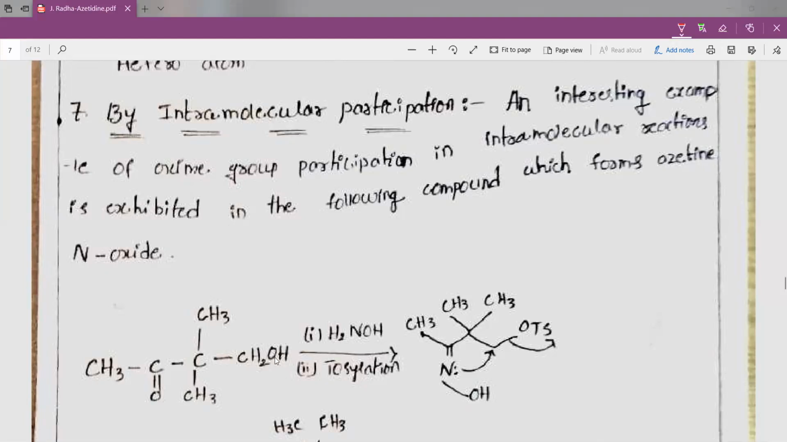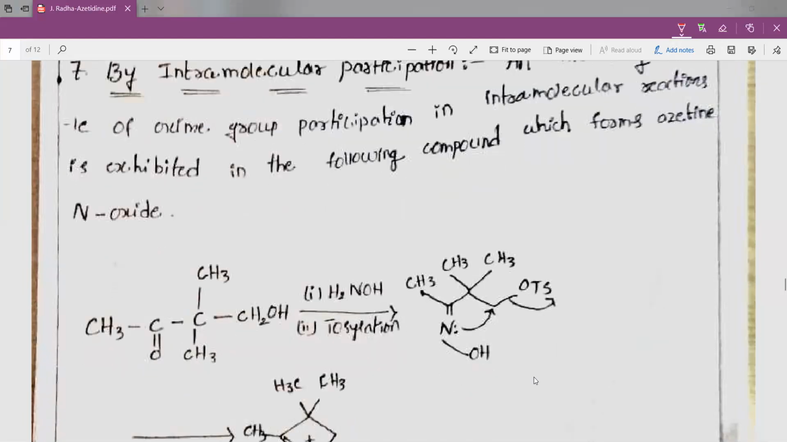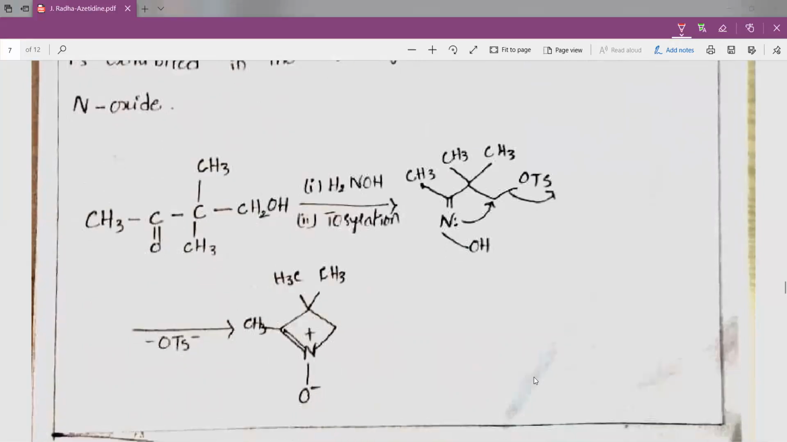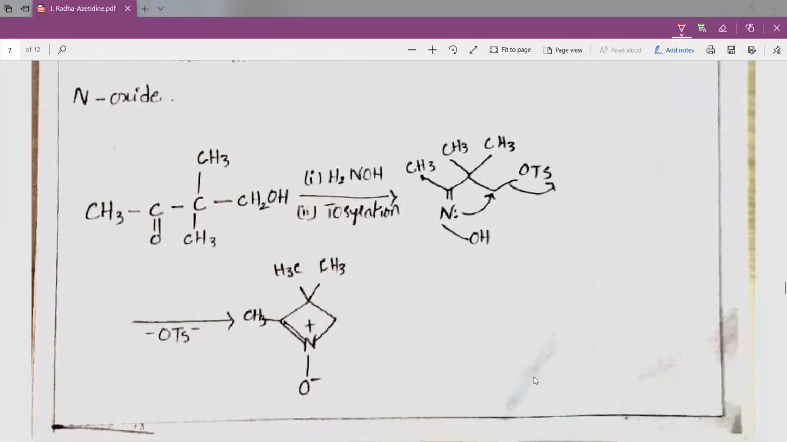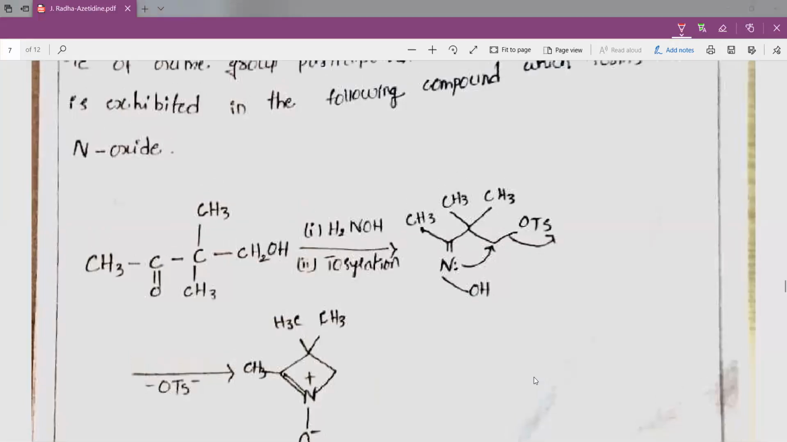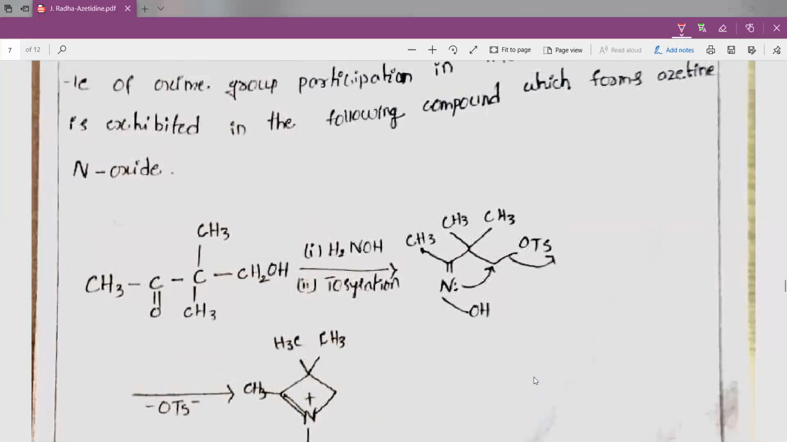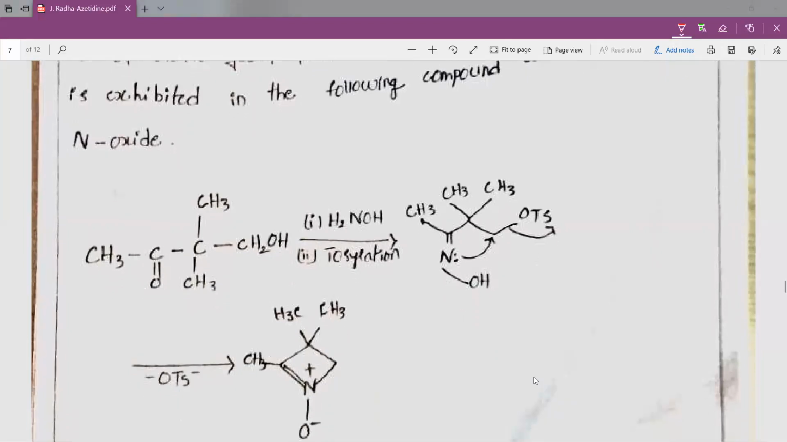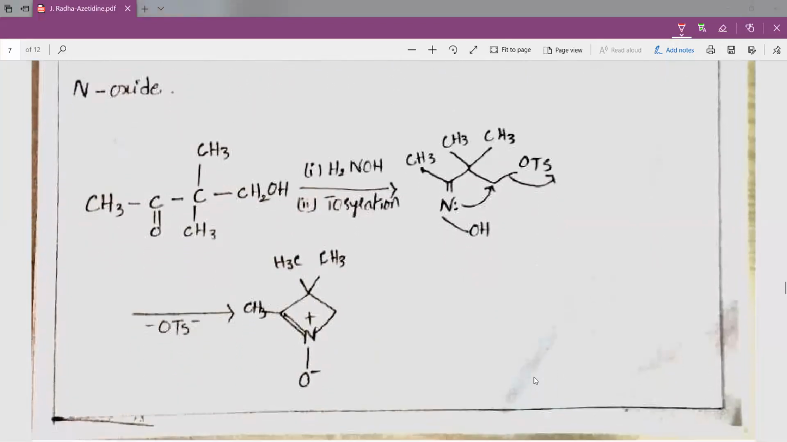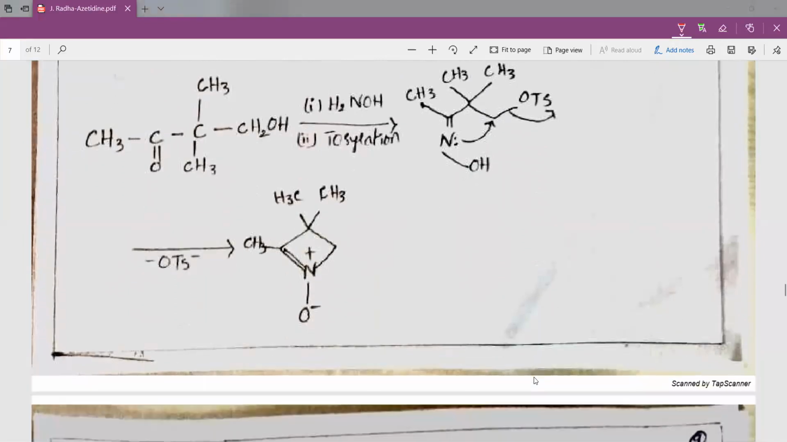Meanwhile, this OH group is converted into a better leaving group. OH is a poor leaving group. It is converted into a tosyl group, which is a para-toluene sulfonate, a better leaving group. And this nitrogen atom will attack as a base in the ring closure reaction. So in this reaction, we get an N-oxide. It is azetidine N-oxide. It is also a method for obtaining azetidine.